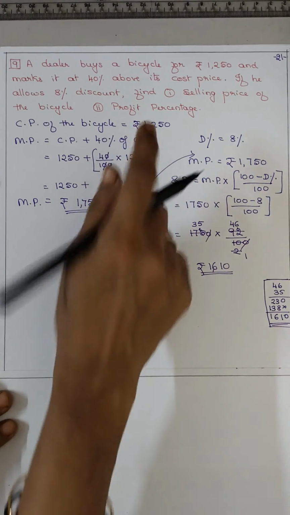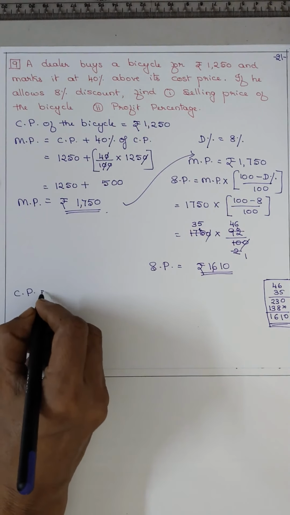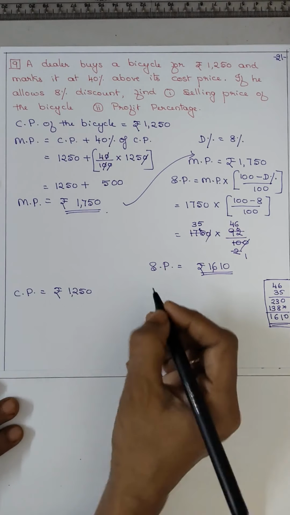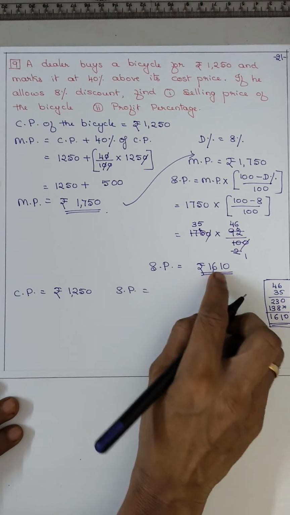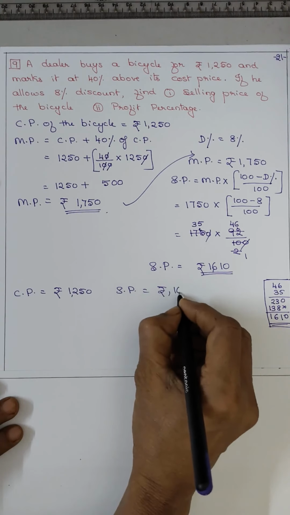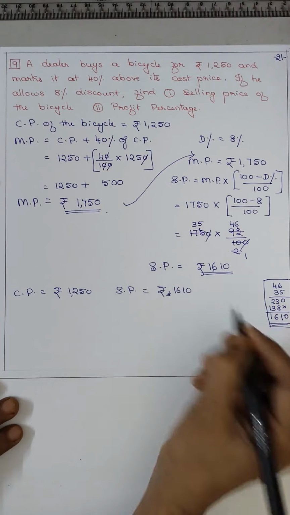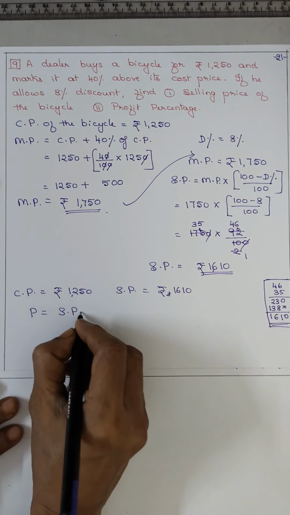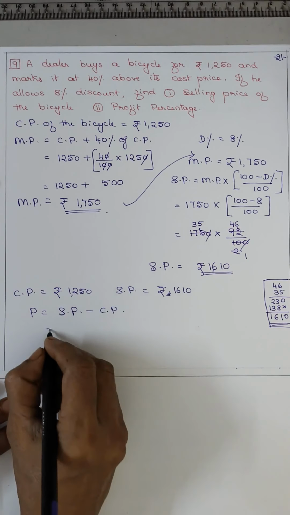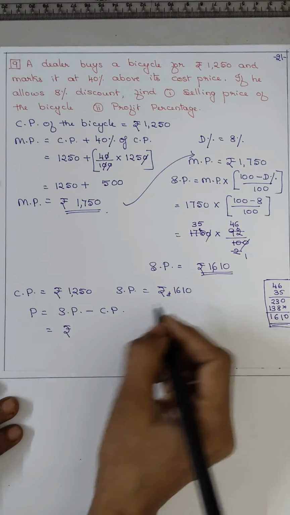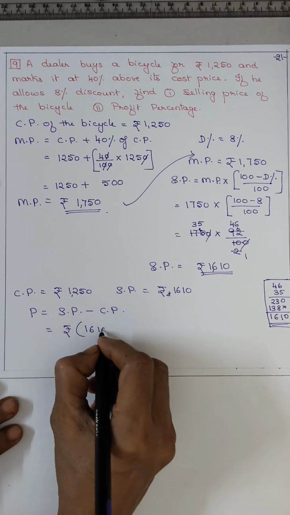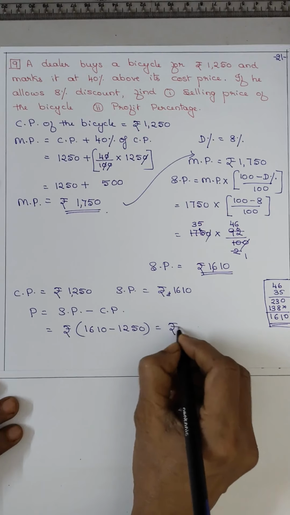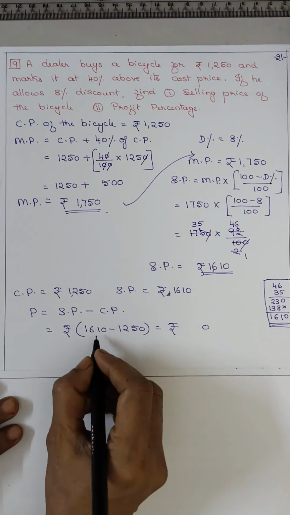So CP is how much? CP is equal to rupees 1250 and SP is equal to 1610. Now profit is equal to SP minus CP. SP is how much? 1610 minus 1250. 0 minus 0, 0.